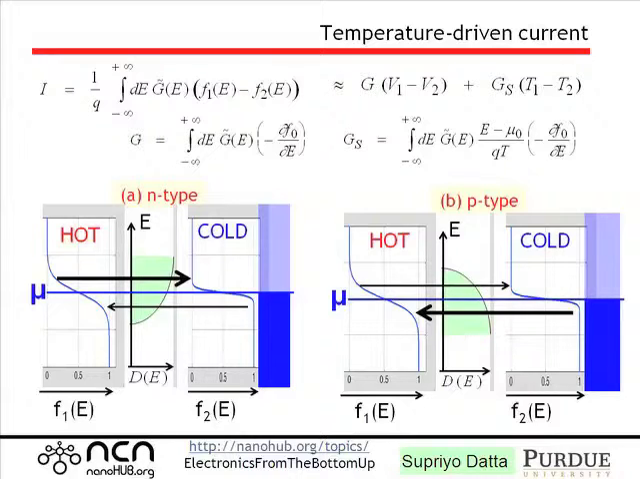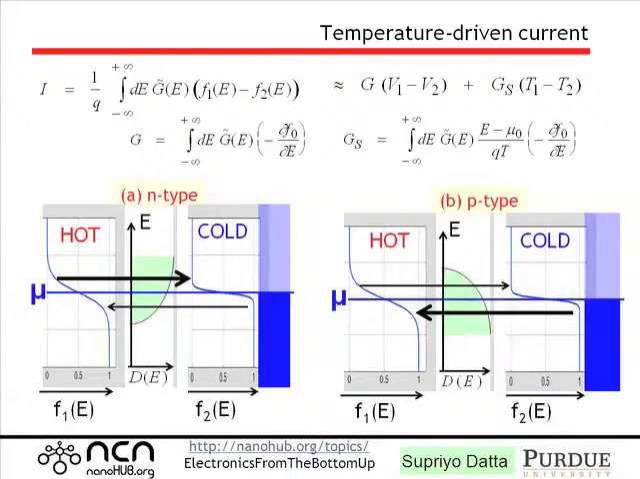Anyway, so this then leads to these coefficients that I just discussed. That slide summarizes what I just said: you could start from that same expression, linearize it, and you'd have something depending on voltage, something depending on temperature. The first is just the conductance we have been talking about, but the other coefficient, the GS, will have this E minus mu over QT in it. And that's the standard expression for evaluating that quantity.